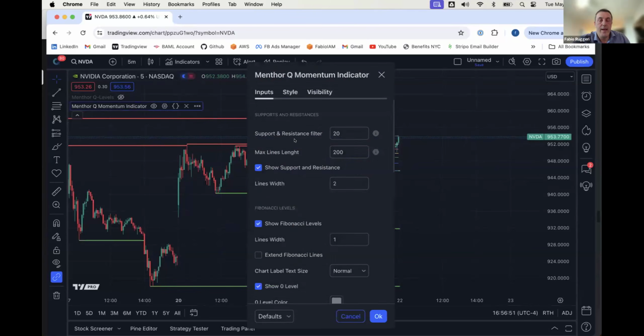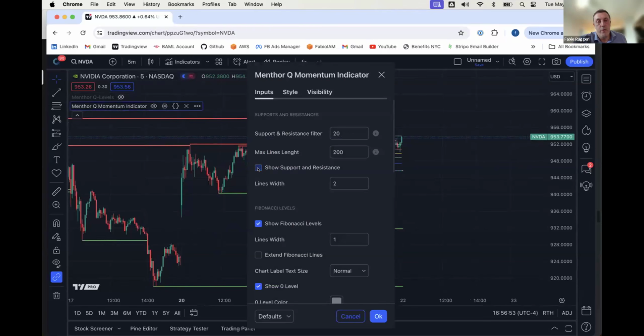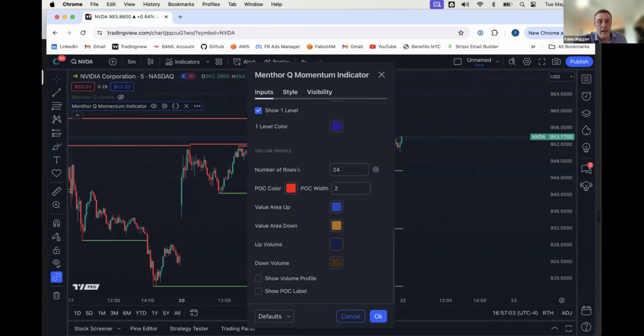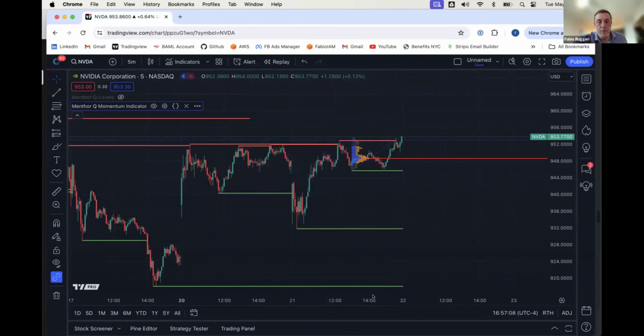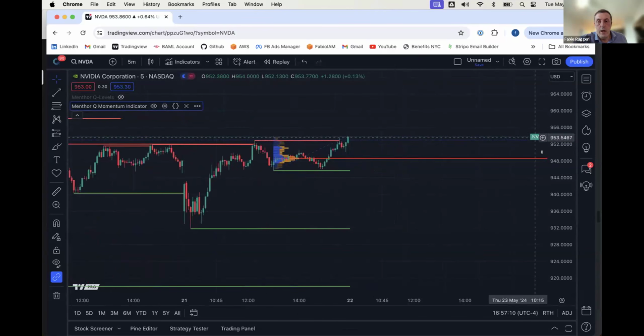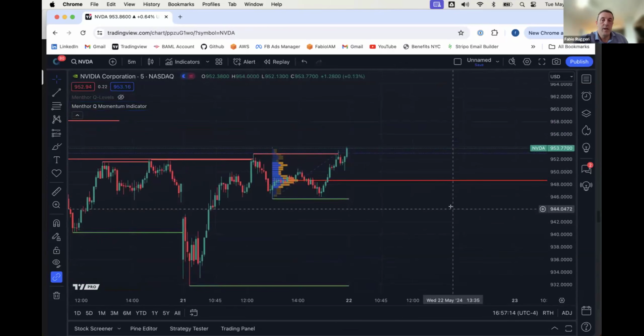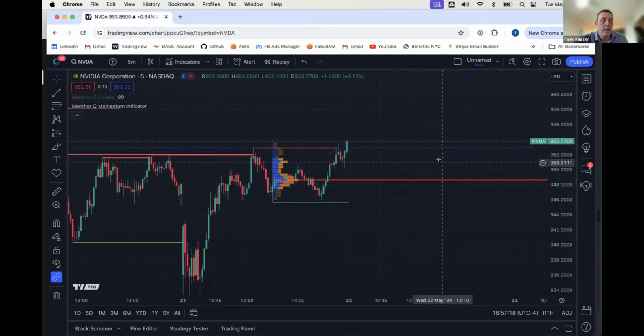Within the settings, you have the ability to remove or add an indicator. If you don't want to see support and resistance, you can remove that. Or if you don't want to see the Fibonacci levels, you can remove that. You can also go down and show the volume profile here and add that to the chart. So very simple. It's a very nice indicator that has three tools in one. Again, another addition to your arsenal, and you can access it.